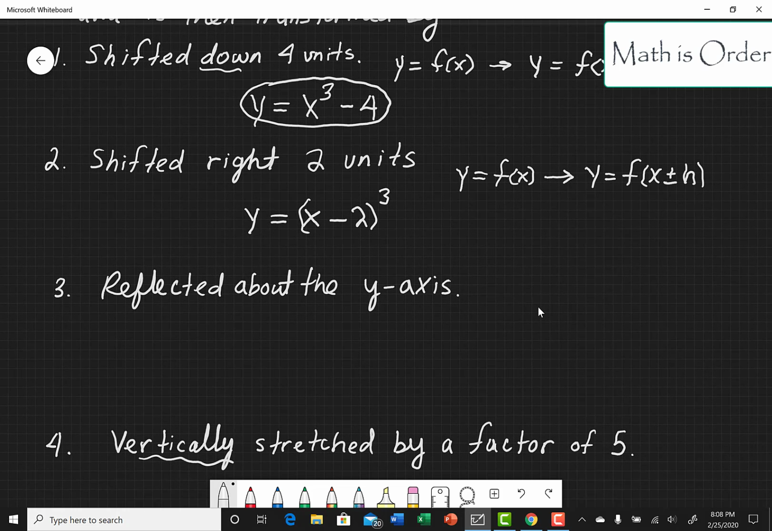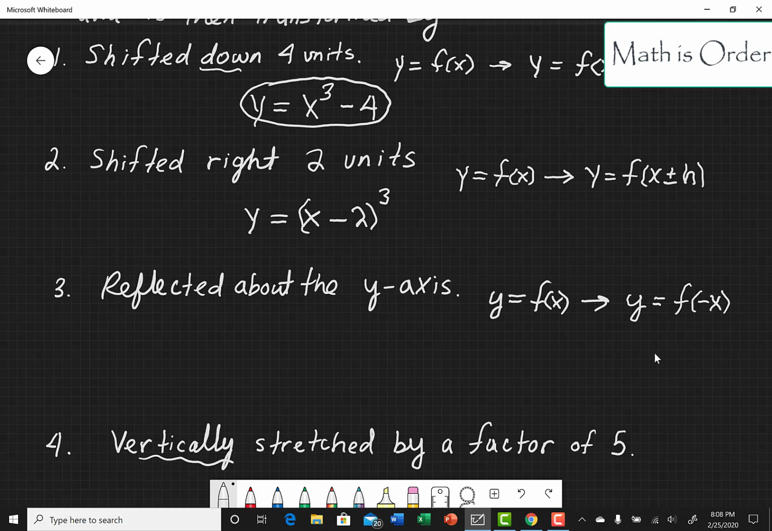This time we got a reflection about the y-axis. Now for a reflection about the y-axis, if you have an original function, say y equal f of x, any transformation that is a reflection about the y-axis takes an original function and transforms it to y equal f of negative x. Right, so everywhere we see x, we're replacing it by negative x.